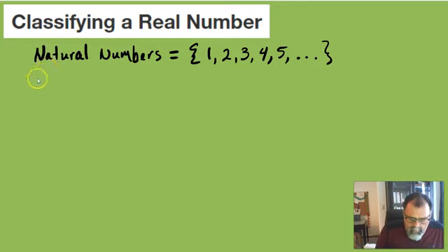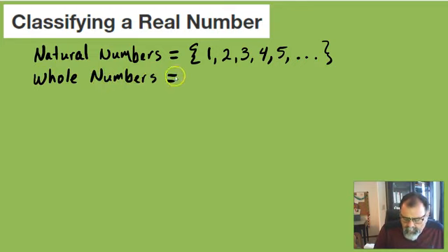Then the next set of numbers is whole numbers. Now, believe it or not, it took many, many years to come up with a symbol to represent nothing. So the only difference between the natural numbers and the whole numbers is the number 0 that represents nothing. So 1, 2, 3, 4, 5, and so on.